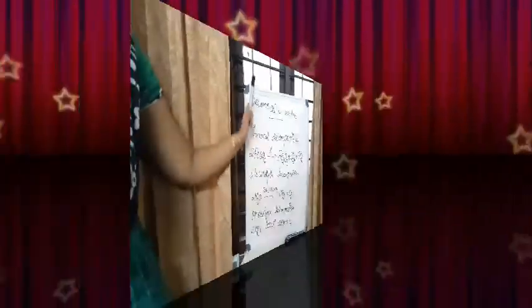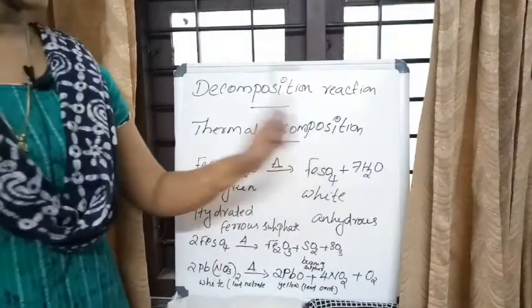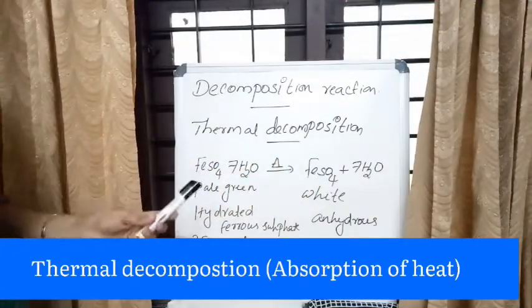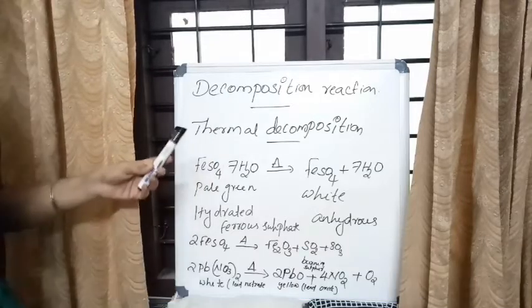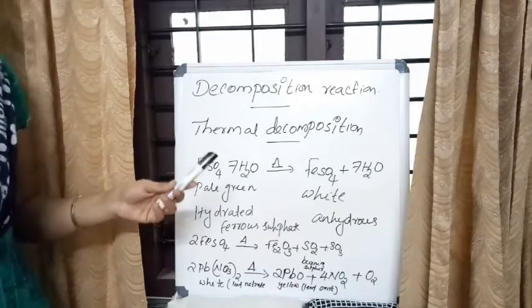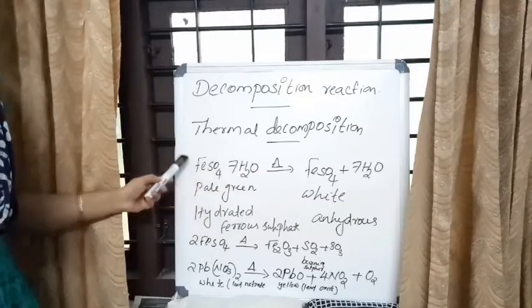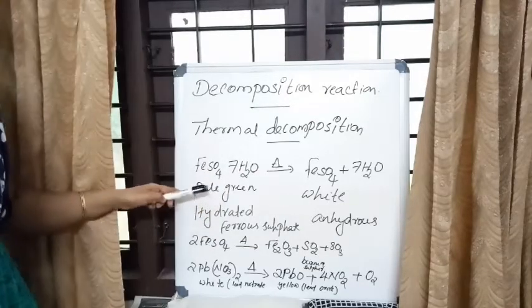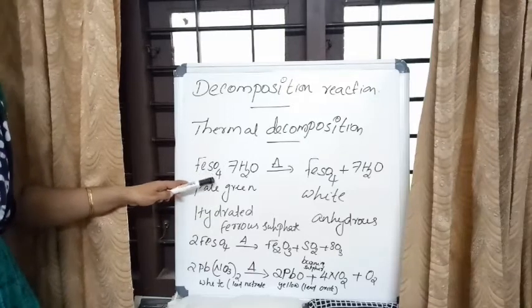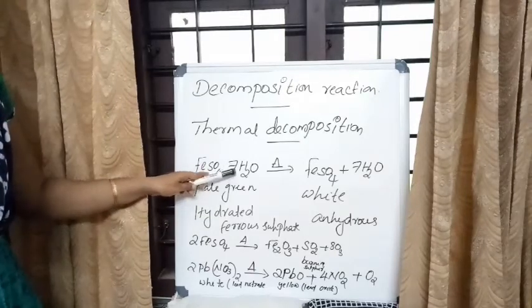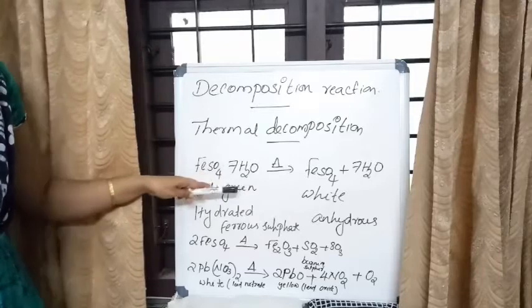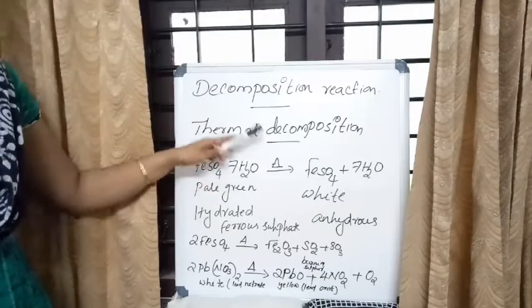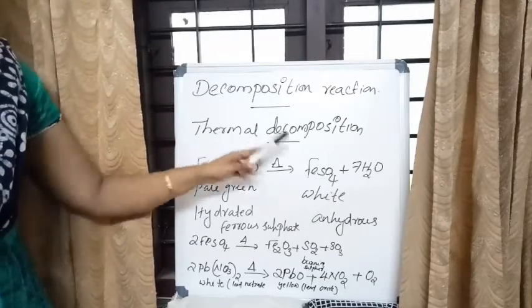Then we can study in detail about thermal decomposition. First we can discuss the thermal decomposition of ferrous sulfate. Thermal decomposition of ferrous sulfate occurs in two steps. In the first step, ferrous sulfate FeSO4 7H2O. This is the exact molecular formula of ferrous sulfate. So these 7 molecules of water are the water of crystallization. What is water of crystallization we will discuss in the next chapter.